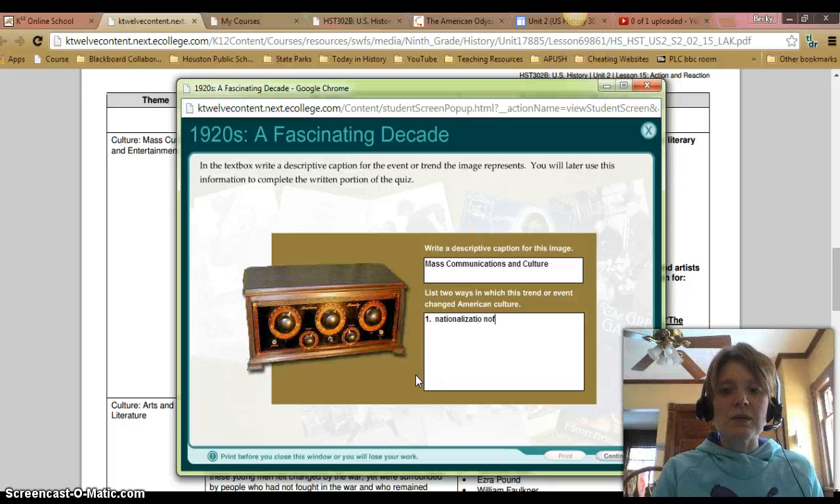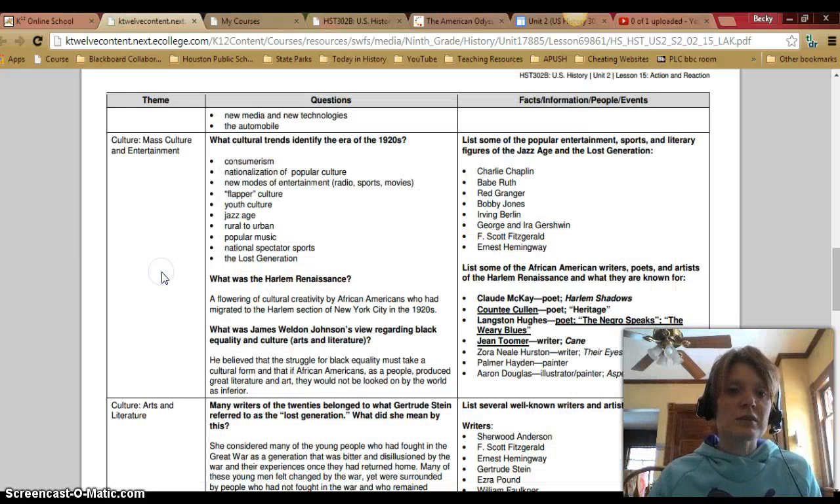Nationalization of popular culture. Another way the trend or event changed American culture. Where do you even start? That's pretty difficult to summarize all of that. I think you could also say that it gave people an ability to listen to sports, music, the jazz age of the time, the consumerism, listening to ads.